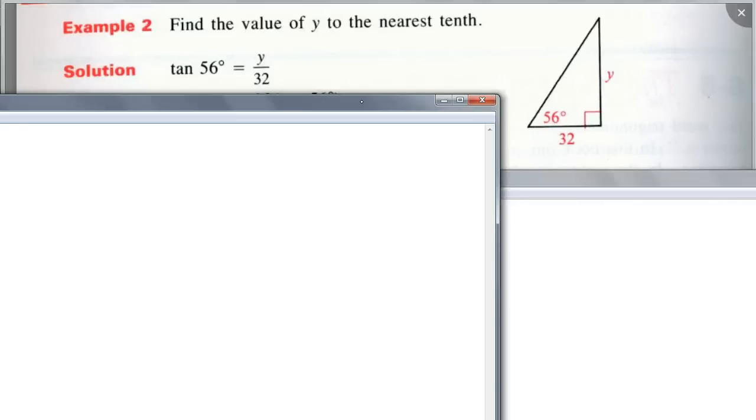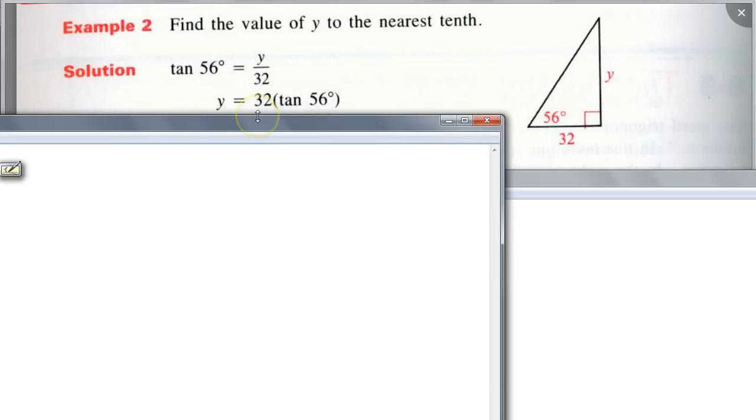This chart is in your book. You might want to write it down. It's on page 311. So when you do your homework, they're going to refer to this chart. Make sure you go to the third column. The first two are the other ratios. The tangent ratio is in the third column. So we could find what y is. To get an exact answer, all you have to do is multiply both sides by 32, and you get y equals 32 times tangent of 56, whatever that number is.